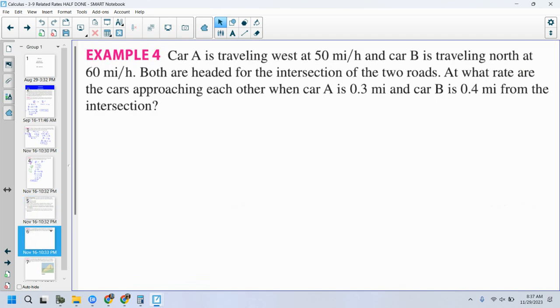So let's do that process. Okay, here we go. 3 more problems to do, right? Oh, no, just 2. I'm sorry, just 2. Just 2 today.